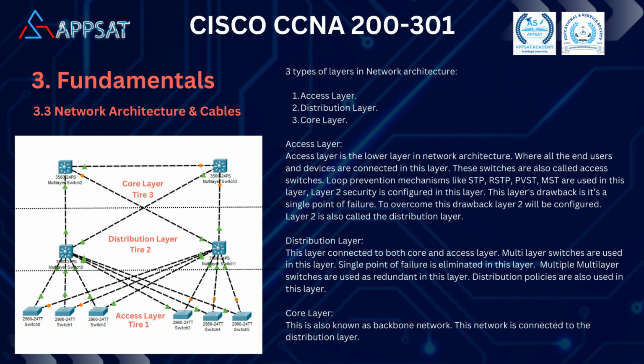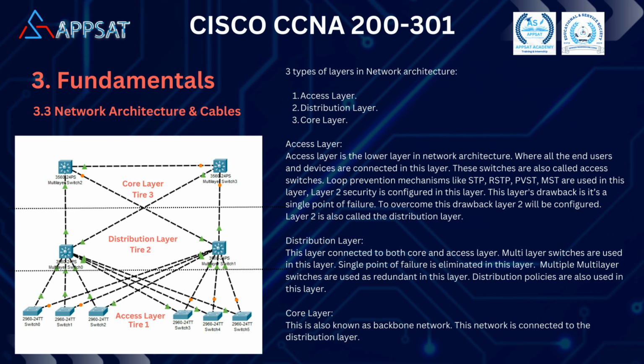Access layer. The access layer is the lowest layer in network architecture, where all the end users and devices are connected. These switches are also called access switches. Loop prevention mechanisms like STP, RSTP, PVST, and MST are used in this layer. Layer 2 security is configured in this layer. This layer's drawback is that it's a single point of failure. To overcome this drawback, another layer will be configured.